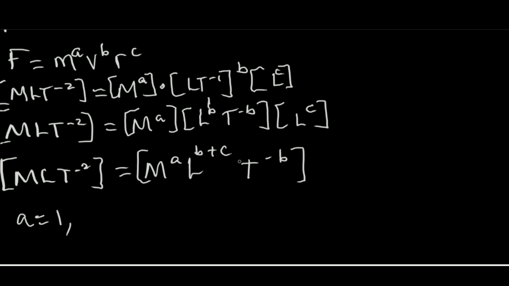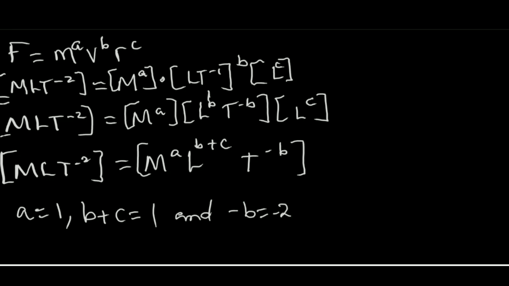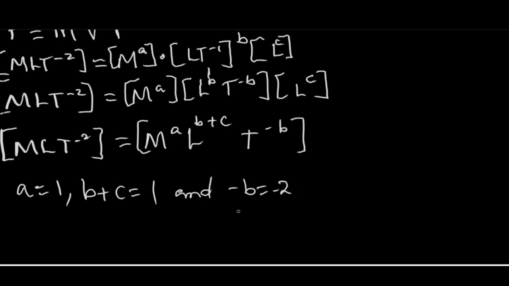My a is equal to 1. Then the second part is b plus c, which is for l on the right, and on the left I have 1. So it will be b plus c being equal to 1. And lastly, I have negative b. Negative b is equal to negative 2. Now since there are negatives on both sides, I'll just cancel and I'll get b to be 2. So from here I know a and b.